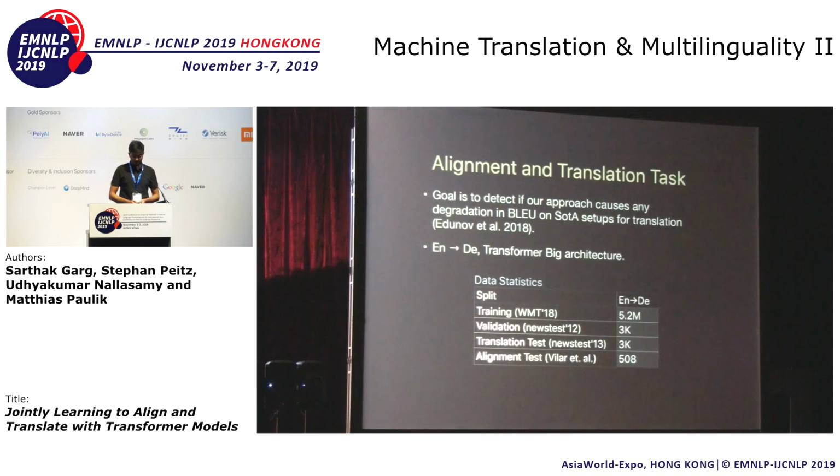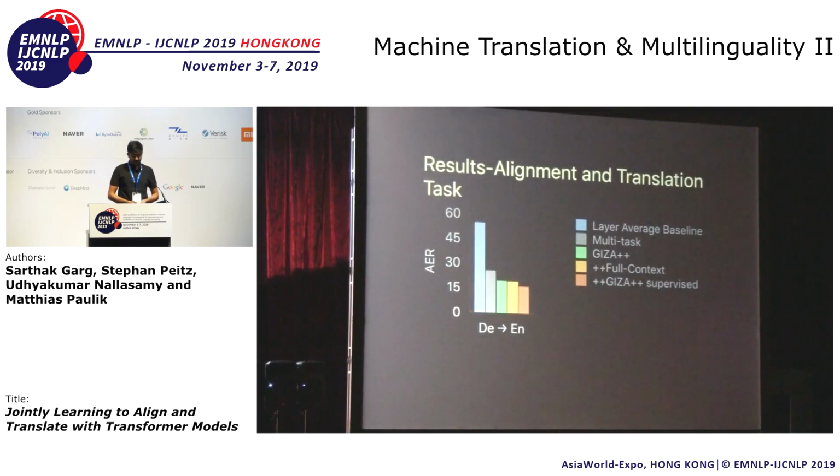For this, we have a separate dataset setup where we have 5.2 million examples from WMT18. For evaluating translation quality, we use News Test 13. Alignment quality is evaluated on the same test set as earlier. And we use the Transformer BIG for this setup. We see a very similar trend in terms of alignment performance, where our best method, the orange bar, GIZA++ supervised, is able to outperform all the other methods in terms of alignment error rate.